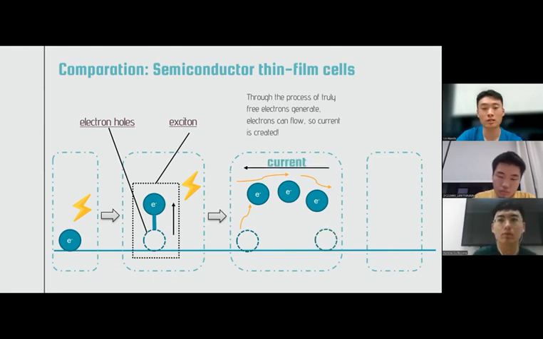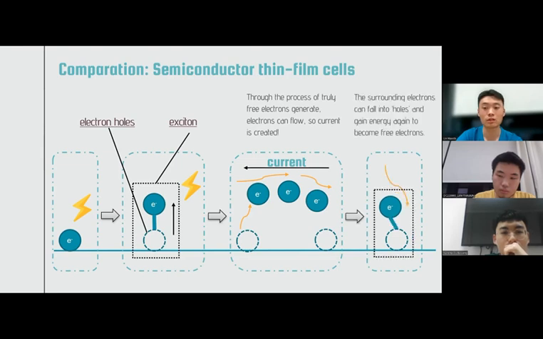So actually, there are other electron holes on the surface. These electron holes might attract the free electrons. So it is a waste of the solar energy.